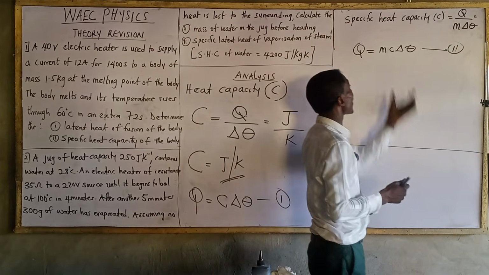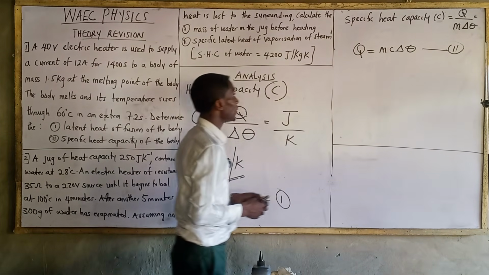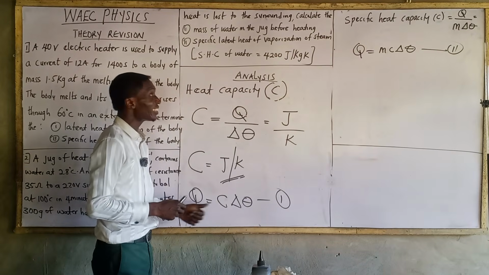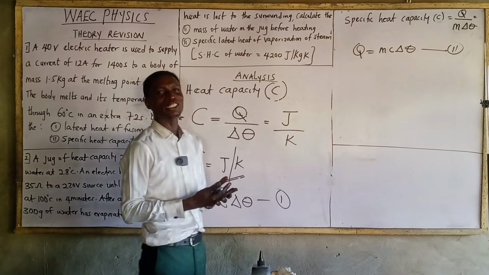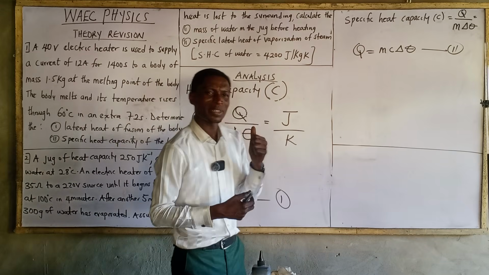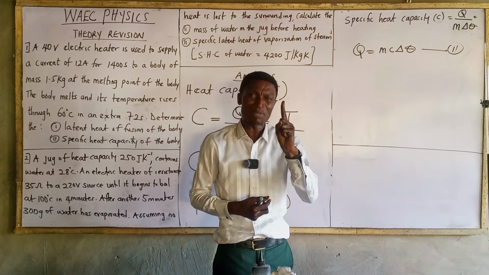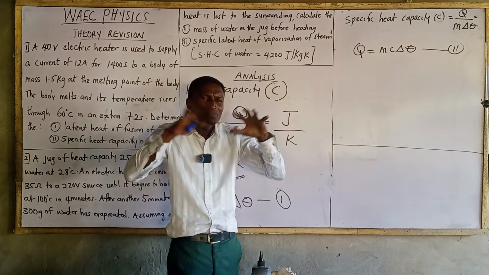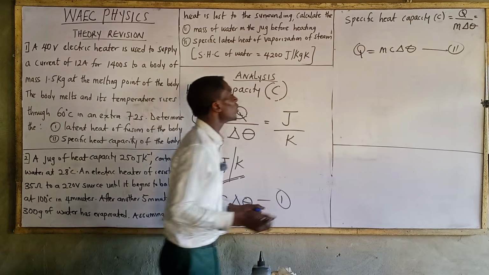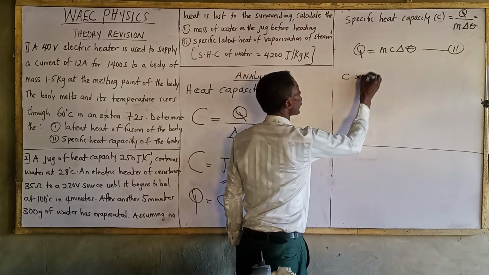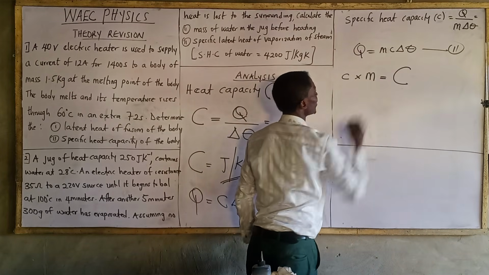The specific capacity to be this, and this, and of course the heat capacity to be this. Now, what then is the relationship between the heat capacity and specific heat capacity? Like I said, specific is for that of a unit mass. Heat capacity is for the mass in total. So we say the specific heat capacity C multiplied by the whole mass gives us the heat capacity.